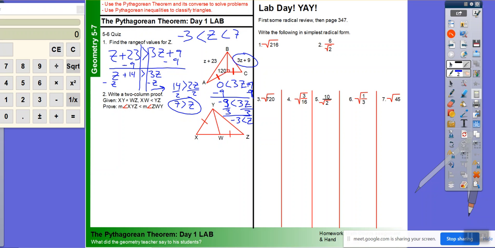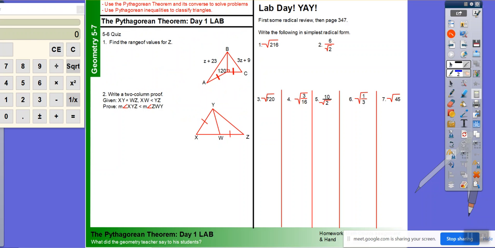All right, so how about this two-column proof? Can I have a different volunteer? Do you want to do this? Sure. Okay, so Claire said sure. So first you can just write the given. It says XY is congruent to WZ, and then XW is greater than YZ.